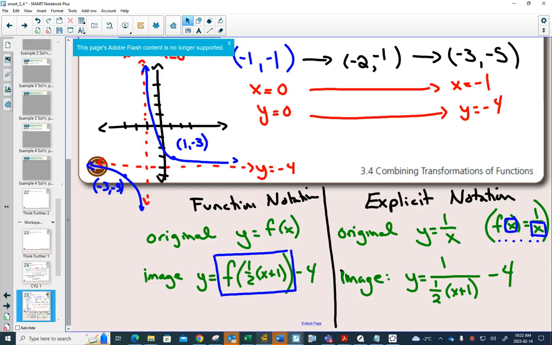Okay, questions for practice on this one? Please circle 7 and 11.